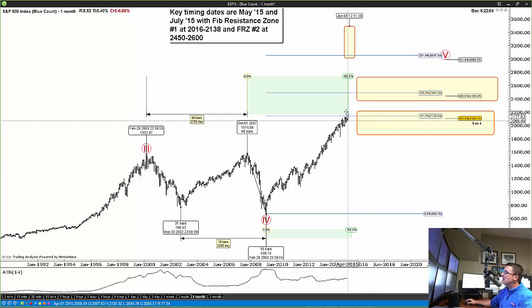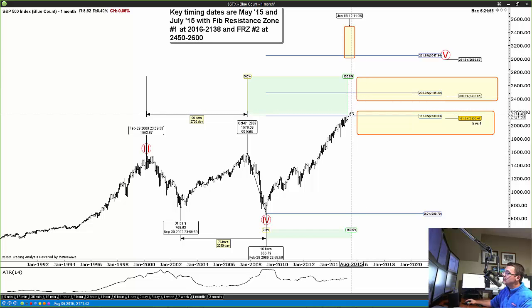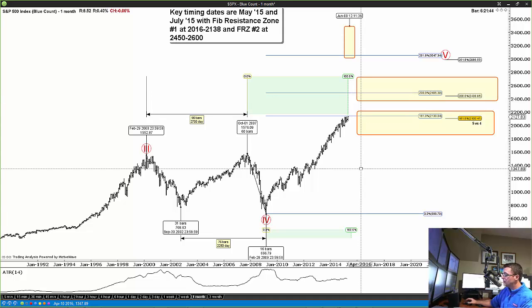Besides that, we do have fib resistance around 2100 to 2138. We also have a next fib resistance zone 2438 to 2485. So if we want to make a kind of summer run here, we do have a little bit more room to go. That's another 10-15% on the upside up into that resistance zone.